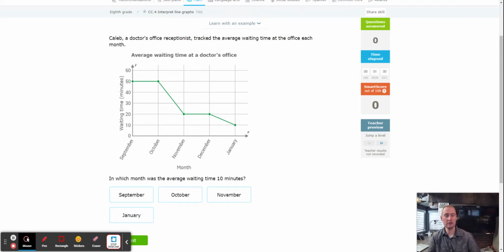Today we're working on IXL CC.4 Interpret line graphs. All right, what we're going to do is take a line graph and interpret what it means. So it's all about reading a line graph and what it tells us.